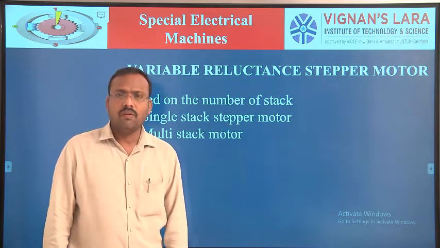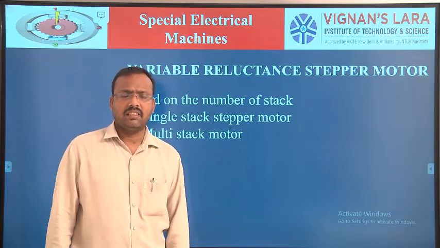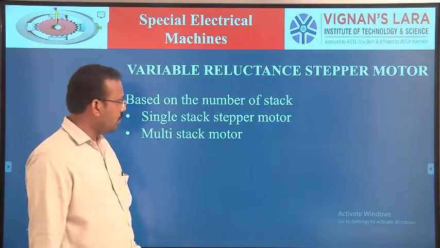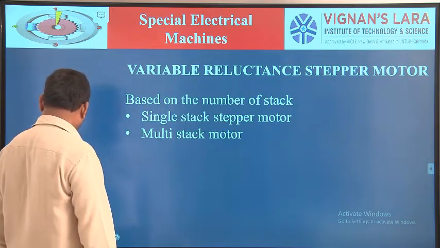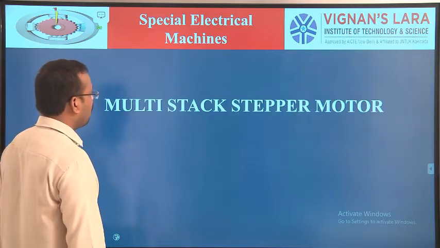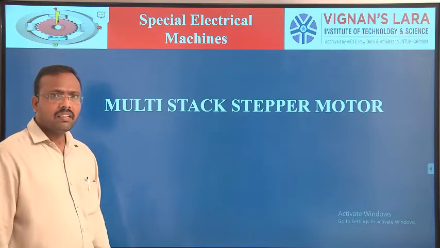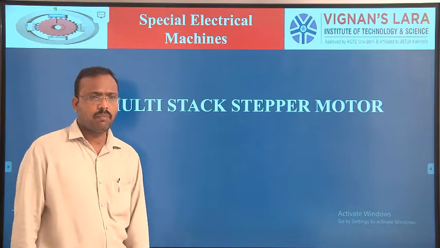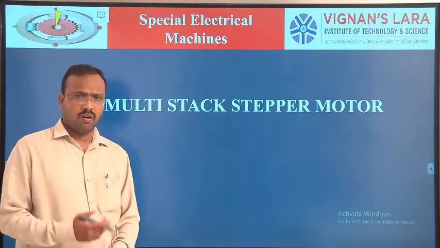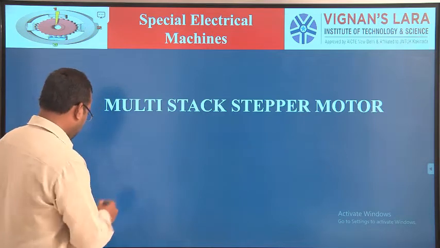Now we are going to discuss the multi-stack stepper motor. What is a multi-stack stepper motor? A multi-stack stepper motor means more than one stack in the motor construction. See here, an example.